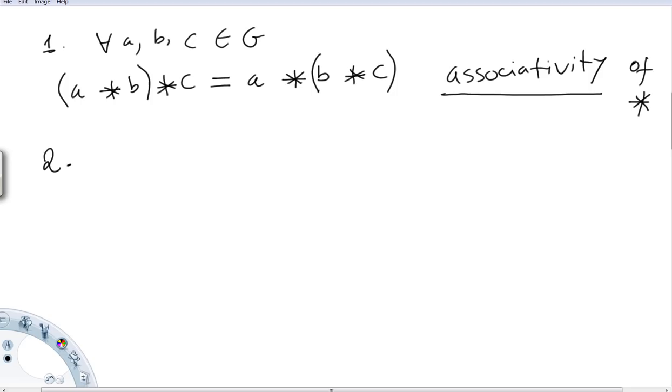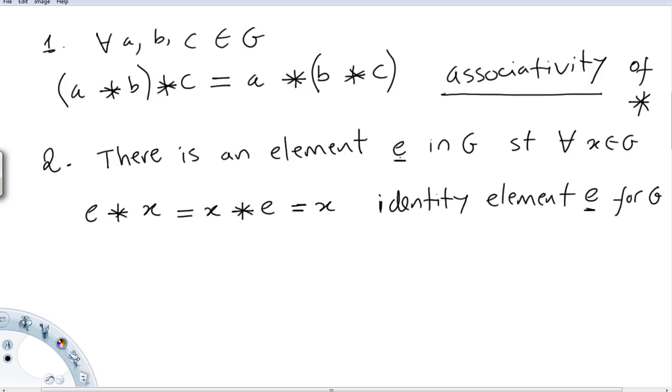Second, there is an element, E stands for identity, okay? I'm going to use E as the identity. If there is an identity element in G, such that for all x in G, E operation x equals x operation E equals x, so this is an element that if you perform the operation with any other element, you get the same element, okay? This is called the identity element. X operated with the identity, you get x on both sides.